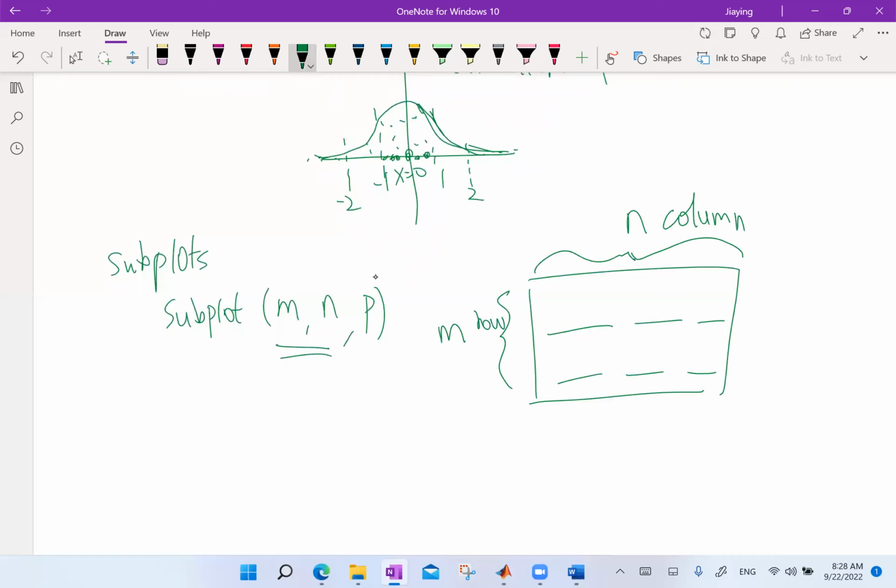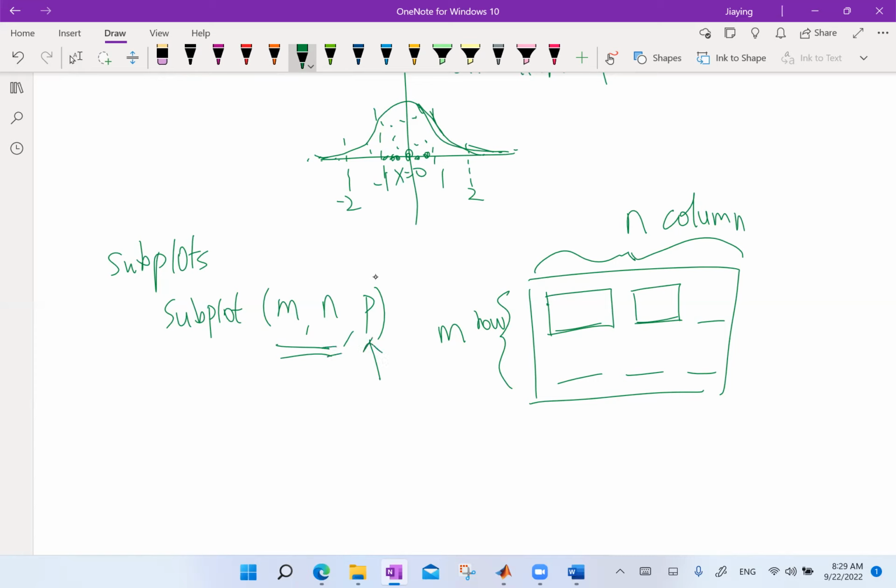So that's how we're going to arrange the figures. If we have a lot of figures, we're going to put the first one in the first row, first column position, the second one in the first row, second column position, and so on. Kind of like treating each of the subfigures or subplots as an element in a matrix, basically. So that's the first 2 numbers.